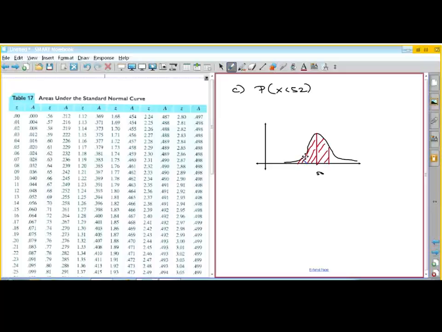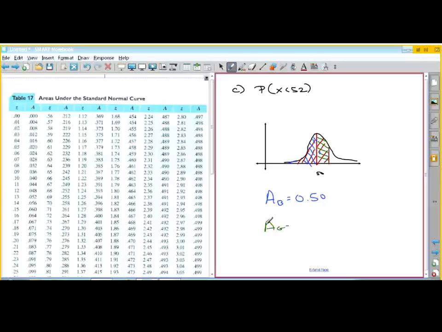To find this, we're going to find the blue area, which is less than 50, and we're going to add that to the green area. So in this case, we add the two numbers together. The blue area is going to be 0.5 because it's from the mean all the way to the left.